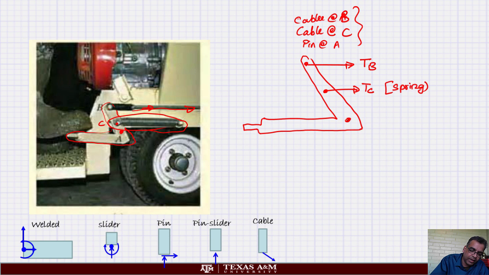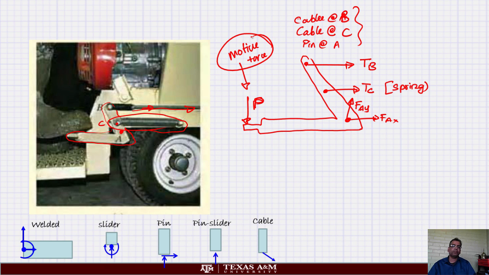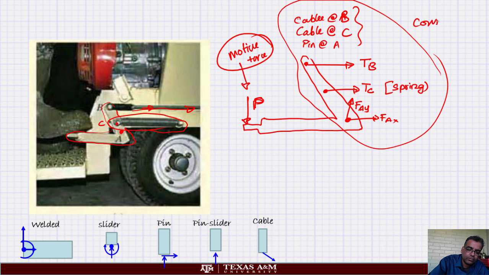And then pin at A, FAY, FAX, and then motive force here, F or P. This is the motive force. That's what all these other things are constraint forces. Okay, very good. Let's do another one.